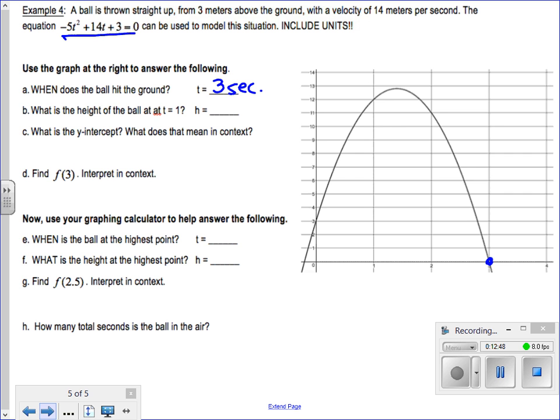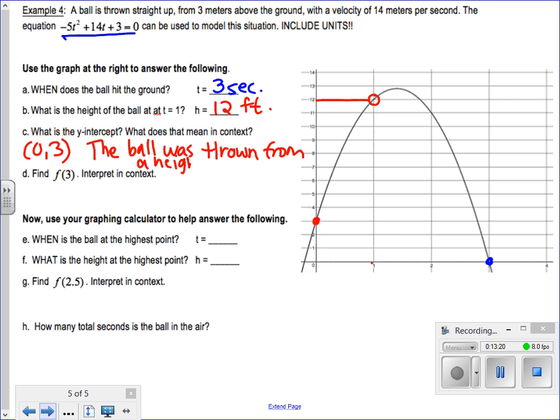At what height is the ball after 1 second? Well, I go to 1, I go up to the graph, and I see that it is 12 feet high. Where's the y-intercept? Well, if I look at the y-intercept here, that happens at (0, 3), and that means that's the height that the ball was thrown from. So the ball was thrown from a height of 3 meters.